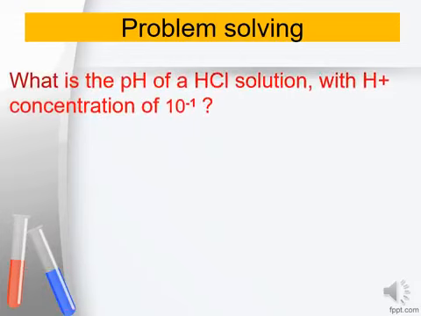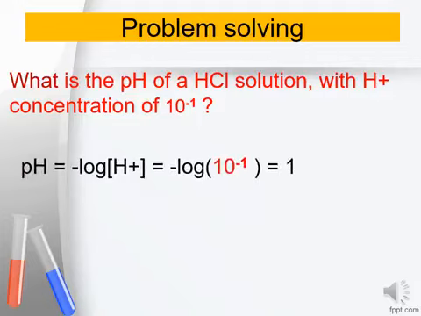What is the pH of a hydrochloric acid solution with hydrogen concentration 10 to the power negative 1? Here, what is the relation between pH and the hydrogen ion concentration? Yes, pH equals negative log of hydrogen ion concentration. Then pH equals negative log 10 to the power negative 1. Then it is 1. The pH of this solution will be 1.